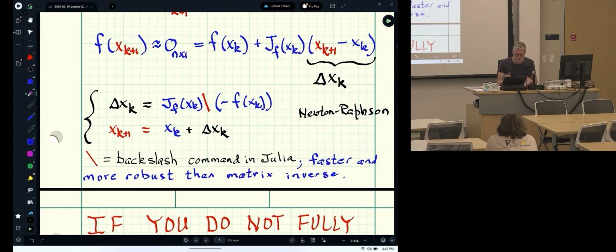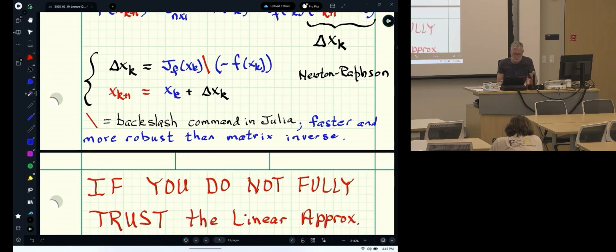So what we want to do is use something much more robust than computing the full inverse of the matrix. We're going to use a solver like LU or QR, and the backslash command in Julia will look at this matrix and decide whether it's more efficient to use LU factorization to solve for delta X or to use QR factorization to do it. So you don't have to worry about it. It makes a good choice.